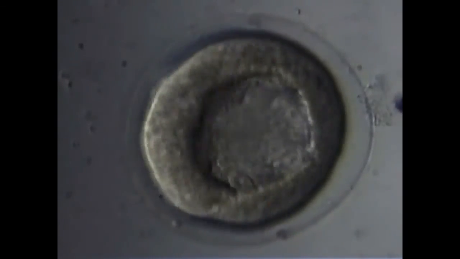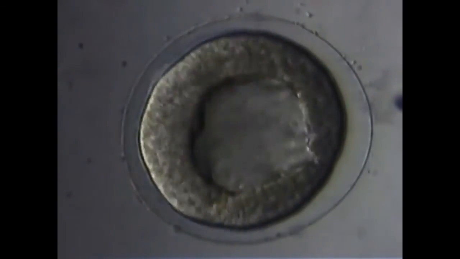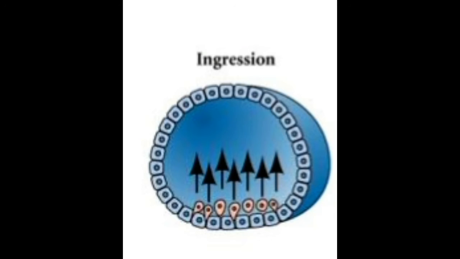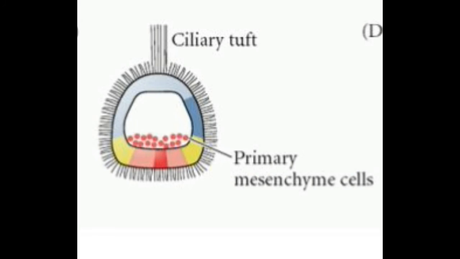Cilia develop on the outer surface of the blastula. Those at the animal pole become particularly long and are called the apical tuft. In the late blastula stage, cells begin to detach from the vegetal pole of the blastula and to move into the blastocoel. That is, these cells undergo ingression. The ingressing cells are called the primary mesenchyme cells. Approximately 64 primary mesenchyme cells eventually form.